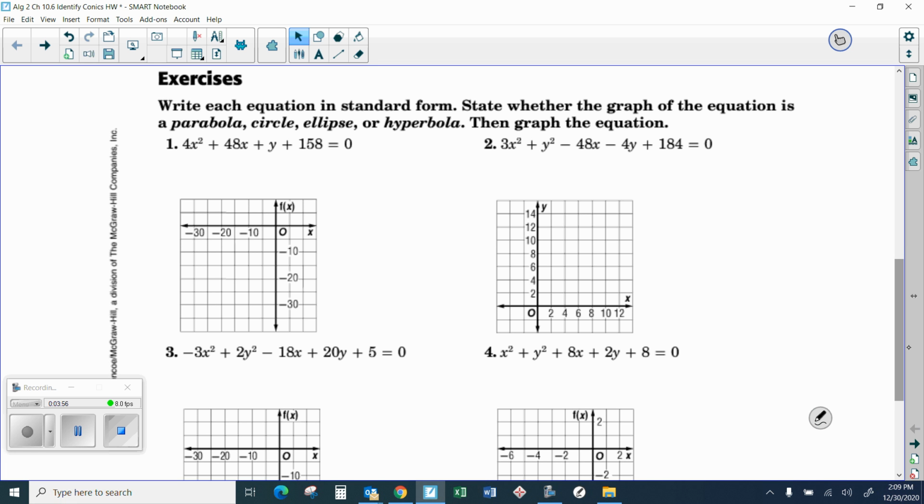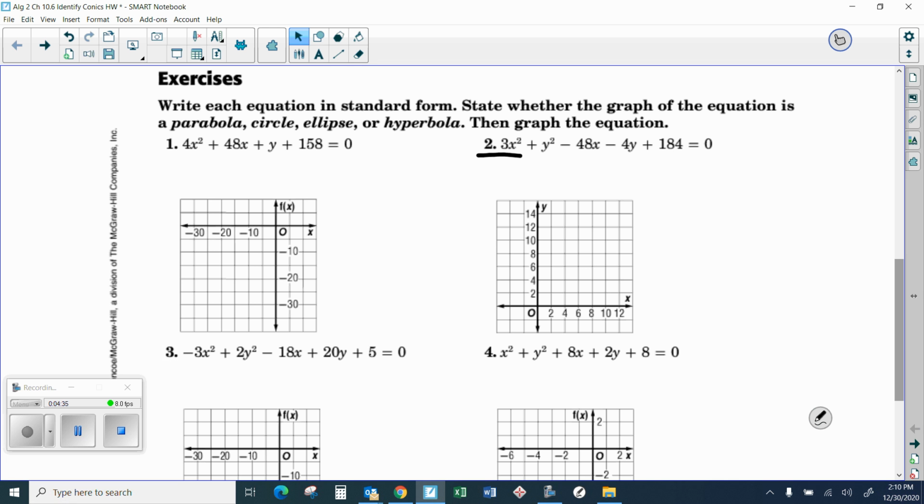Write an equation in standard form, state whether the graph of the equation is that, then graph it. Okay, so I see x squared, and for the y's, there's only a y. Automatic parabola. There's no y squared there to make it an ellipse, circle, or hyperbola. It's automatically a parabola. y equals x squared. Since y equals x squared, it opens up or down. Since the x squared coefficient is positive 4, it opens up. You can still go ahead and work on completing the square to put it in vertex form and graph it, but I'm just telling you right away.